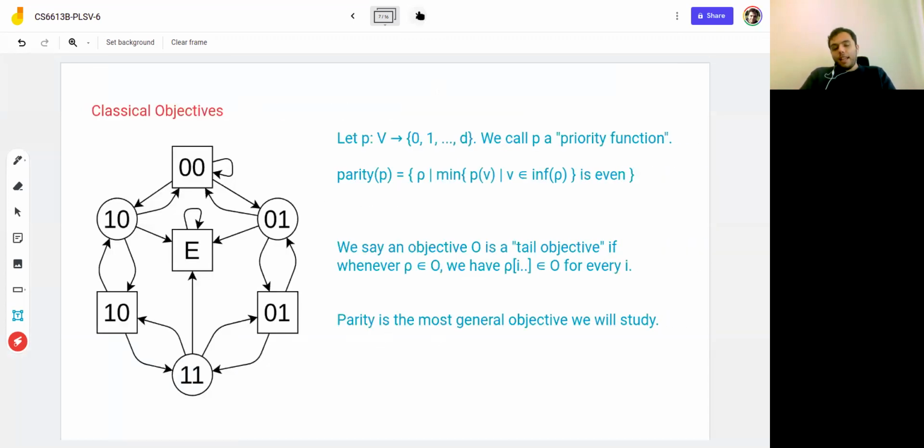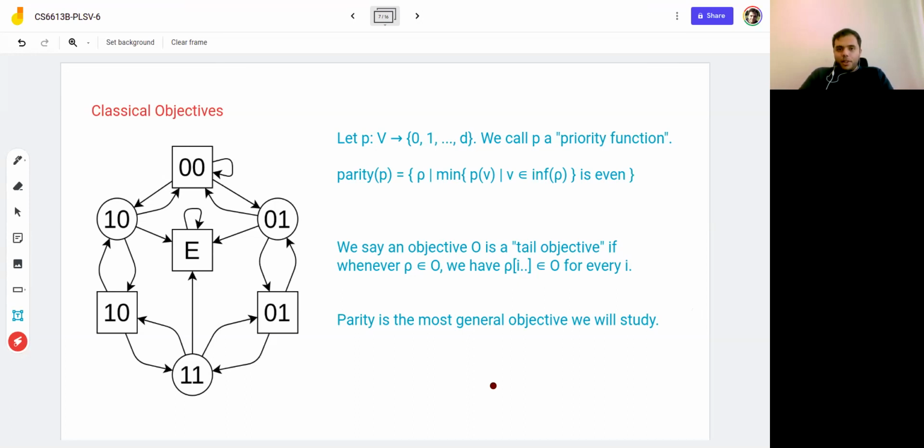Okay. And then there is yet another classical objective, and this is probably the most important objective ever. And this is the parity objective. The parity objective is a bit more complicated, and I'm going to go through it. It might seem very unintuitive at this point, but I assure you, as we go on through this course, you will see that this is actually a very useful concept, and that many verification problems end up reduced to deciding the parity objective on something.